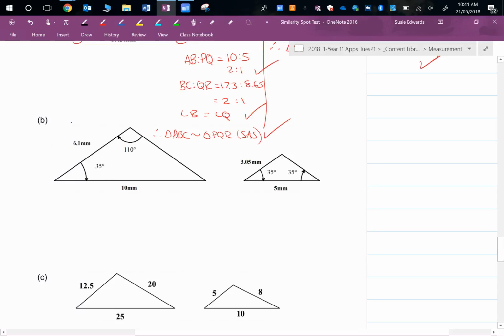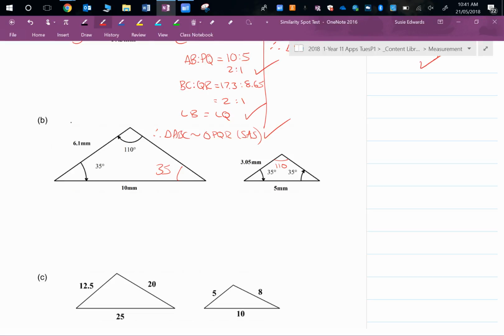You could use angle, angle, angle again, because this angle here is 110. And you know this angle here is 35. And again, it's 2 to 1. So it's exactly the same working out as before. And they are the same. Can you guys see that? Do I need to write it out?